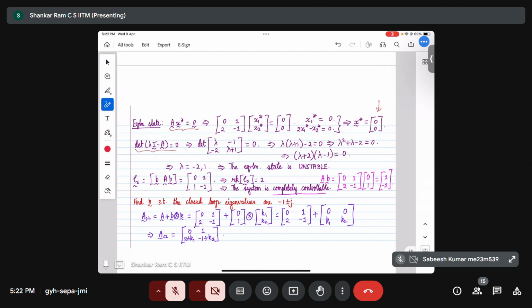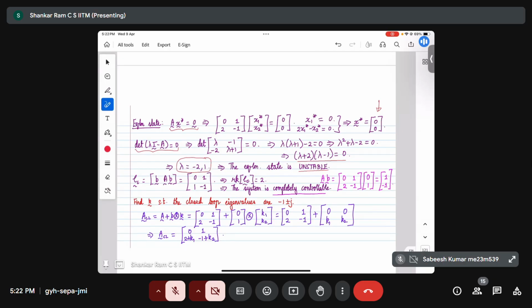Then we essentially solve determinant of lambda I minus A equals 0. If we solve this, we essentially get the eigenvalues at -2 and 1. So if we look at these two eigenvalues, we can immediately observe that one eigenvalue is in the right half of the complex plane. So consequently, the equilibrium state is unstable. So we need to stabilize this unstable system using full state feedback.